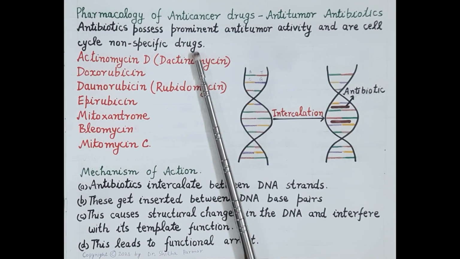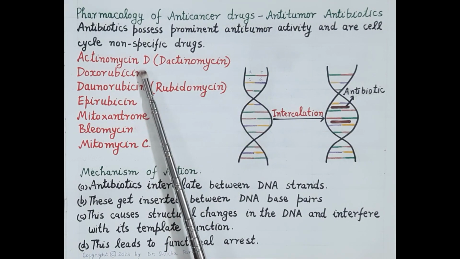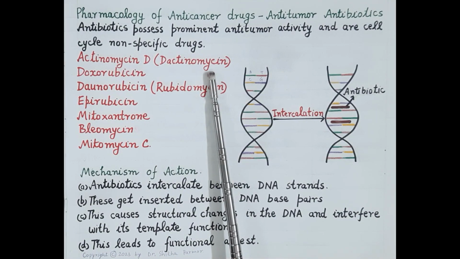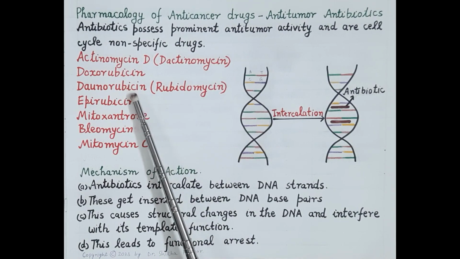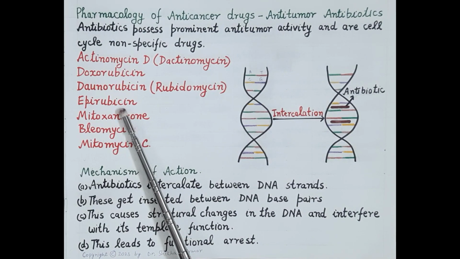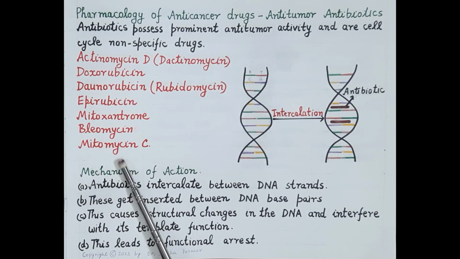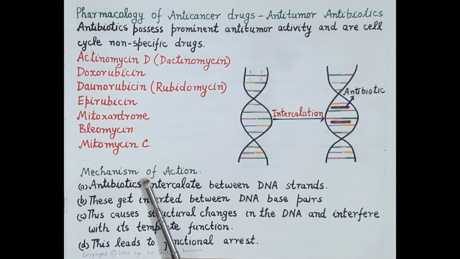Anti-tumor antibiotics that we are going to discuss here are Actinomycin D, also known as Actinomycin, then doxorubicin, daunorubicin, also known as rubidomycin, then epirubicin, Mitoxantrone, Bleomycin, and Mitomycin C. Now let's first understand the general mechanism of action of anti-tumor antibiotics.